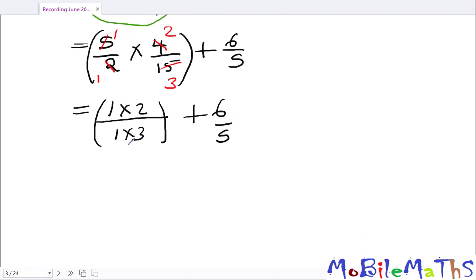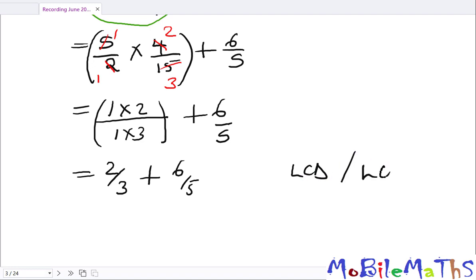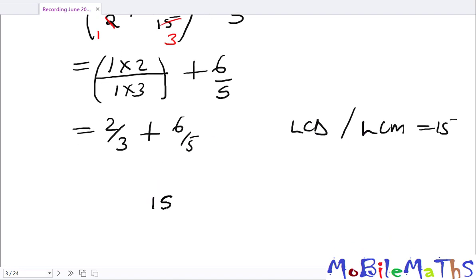So we are now adding 2 over 3 plus 6 over 5. I can use the lowest common multiple or LCD, lowest common denominator, or LCM, it is still the same. When I use LCD, I'm just saying lowest common denominator, LCM, lowest common multiple. So for these two, you find out it's 15. So when I have my 15, I'm going to say this is now all over 15. 3 into 15, that's a 5 by 2, plus 5 into 15, that's a 3 by 6.